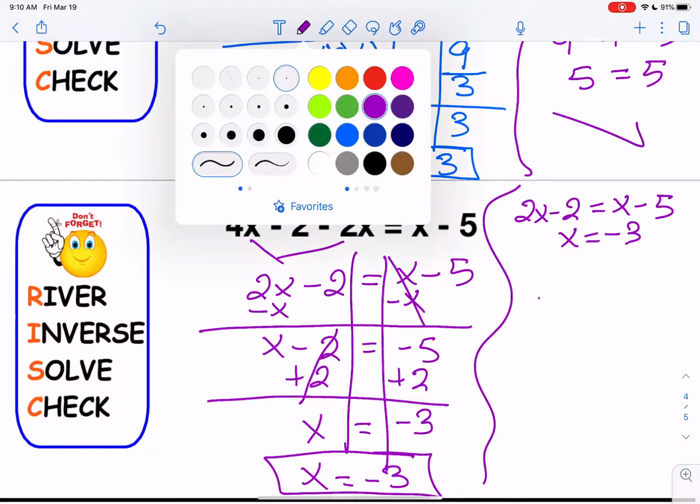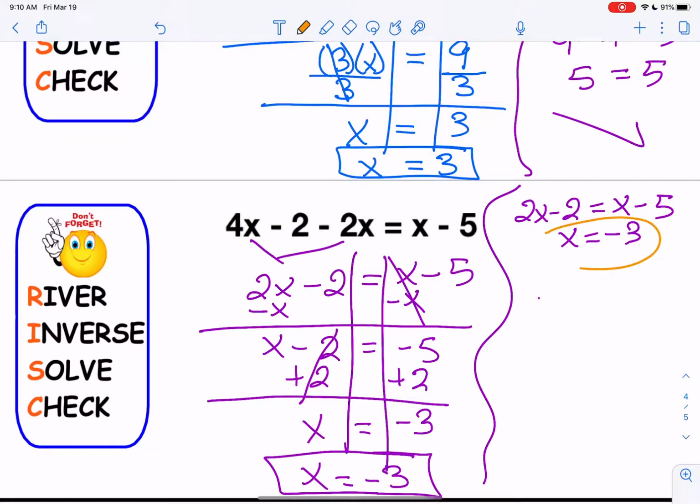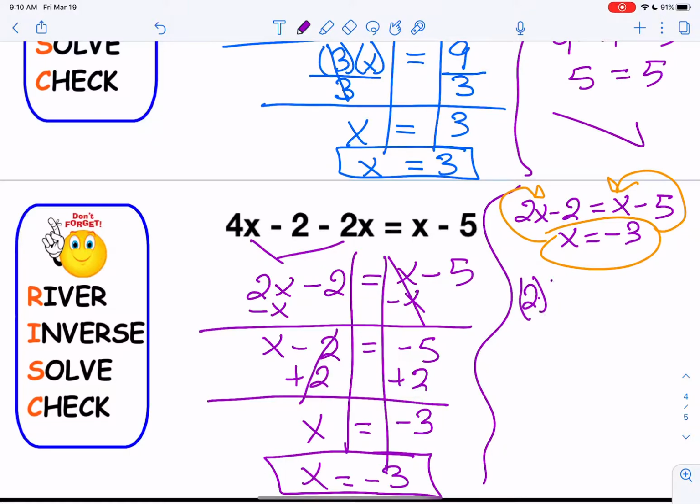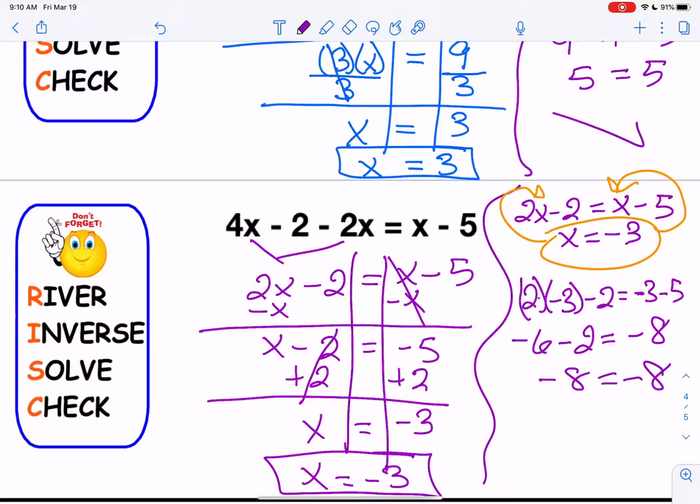So I'm going to plug that back in wherever there's an x. And we end up with 2 times negative 3 minus 2 equals negative 3 minus 5. A positive times a negative is a negative, and 2 times 3 is 6, so that's negative 6 minus 2 equals negative 3 minus 5, which is negative 8. Negative 6 minus 2 is negative 8. Negative 8 does equal negative 8, so it worked, and we did the problem correctly.